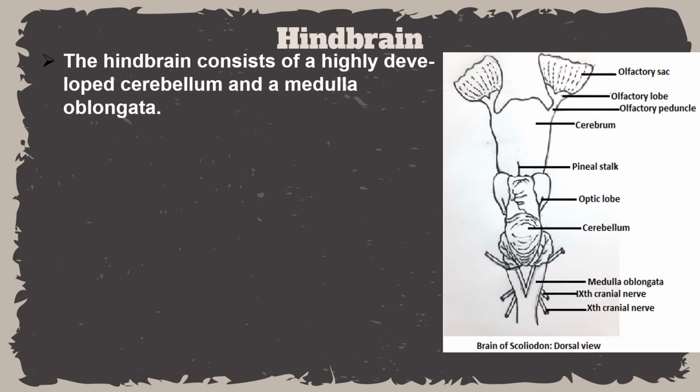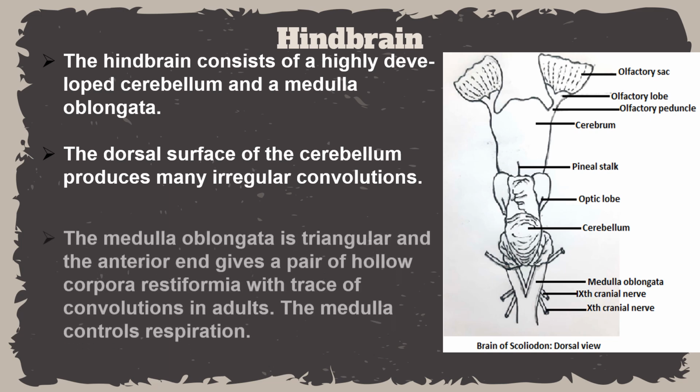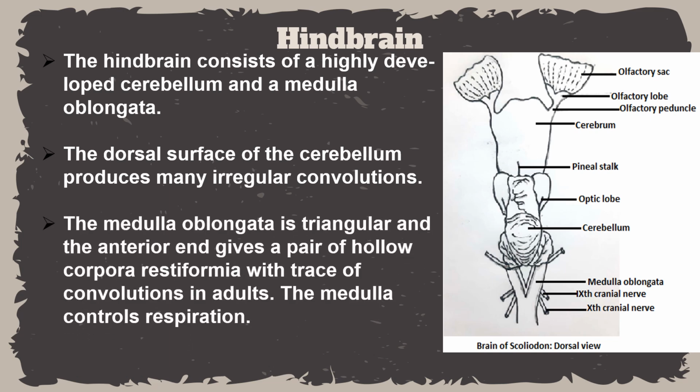The hindbrain consists of a highly developed cerebellum and a medulla oblongata. The dorsal surface of the cerebellum produces many irregular convolutions. The medulla oblongata is triangular, and its anterior end gives a pair of hollow corpora restiformia with traces of convolutions in adults. The medulla controls respiration.